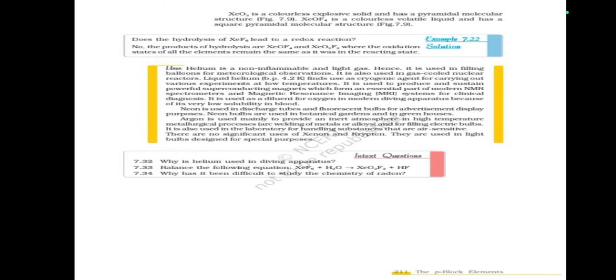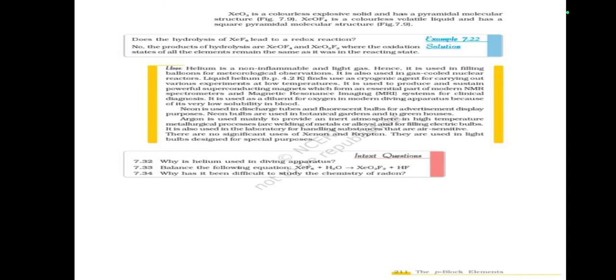It is used to produce and sustain powerful superconducting magnets, which form an essential part of modern NMR diagnosis. It is used as a diluent for oxygen in modern diving apparatus because of its very low solubility in blood. Neon is used in discharge tubes and fluorescent bulbs for advertisement display purposes. Neon bulbs are used in botanical gardens and in greenhouses.